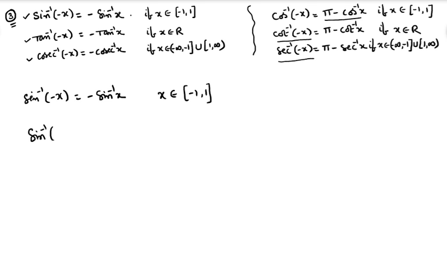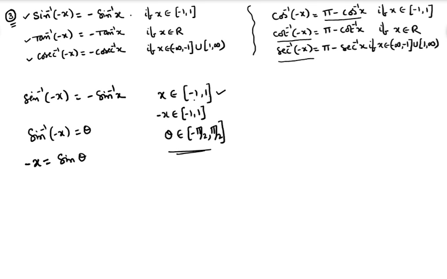Now here I am assuming sin inverse of minus x is equal to theta, because whenever x belongs to minus 1 comma 1, no doubt minus x also belongs to the same interval. So theta also belongs to the closed interval minus pi by 2 comma pi by 2. So we can write minus x is equal to sin theta. From this I can write x is equal to minus sin theta.